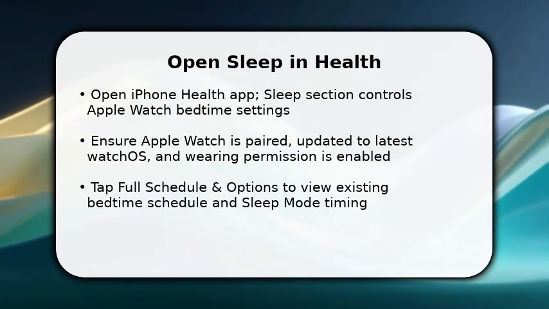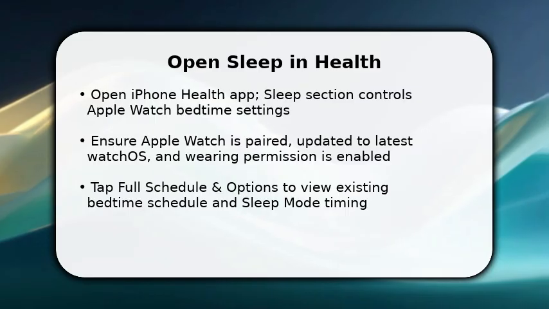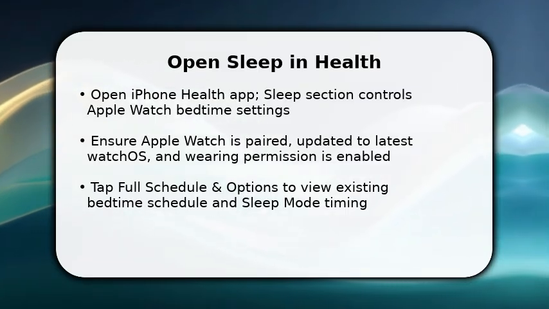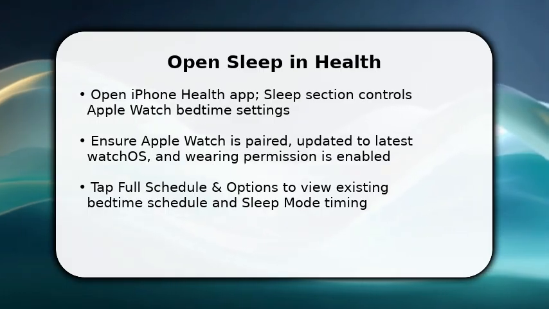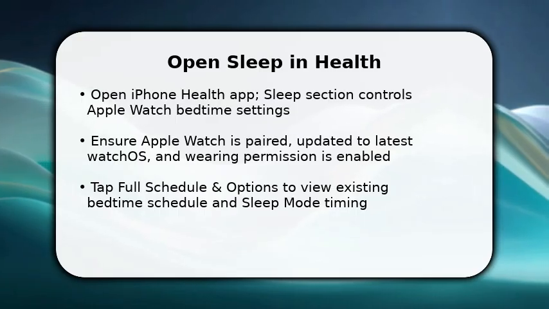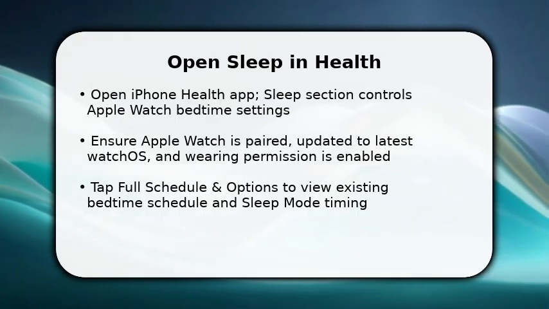You start on your iPhone because the sleep schedule drives the watch. Open Health and tap Sleep. This is where schedules live. Once there, make sure your watch is paired and on the latest watchOS so changes sync. Tap Full Schedule and Options to reveal the active sleep window.